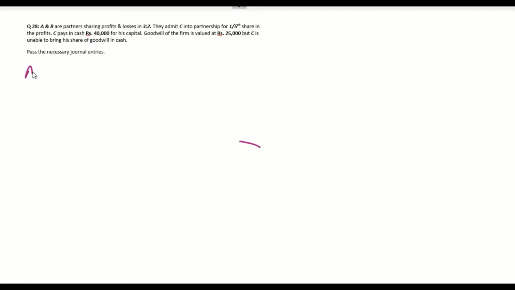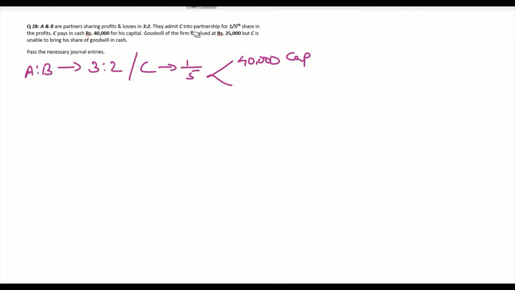Okay, now we have two partners here, A and B. Their profit sharing ratio is 3:2. And C is admitted as a new partner for 1/5 share of profit, and he brings in capital rupees 40,000, and he is unable to bring anything in cash as goodwill. However, we will have to calculate his share of goodwill.